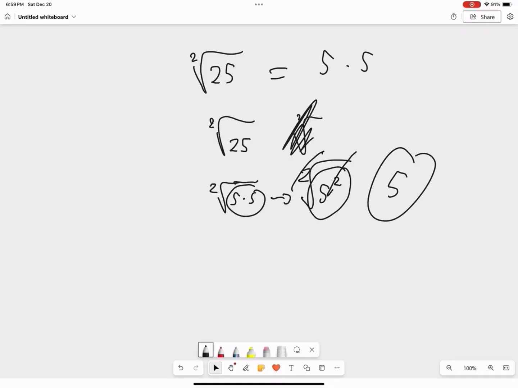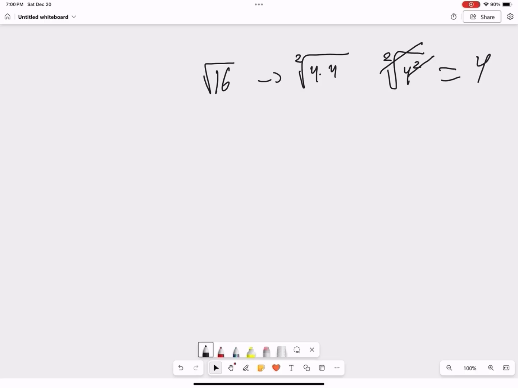For example, let's try another one before I introduce the idea. What about the square root of 16? Again, what two identical numbers multiply to give us 16? Not 8 times 2, no. Two identical numbers. They have to be the same. This would be 4 times 4. If we put it under the square root and simplify, we get 4 squared to the 2, and we just get 4. Great. So the square root of 16 is 4.